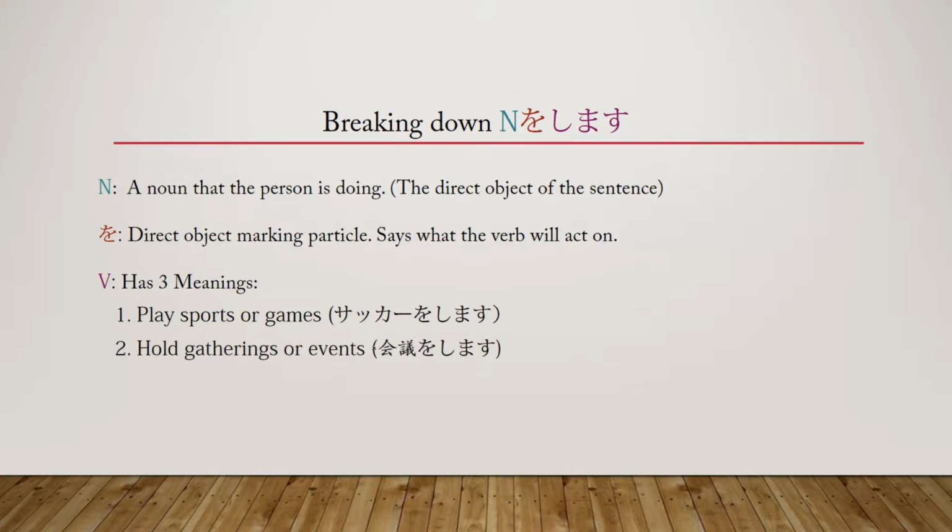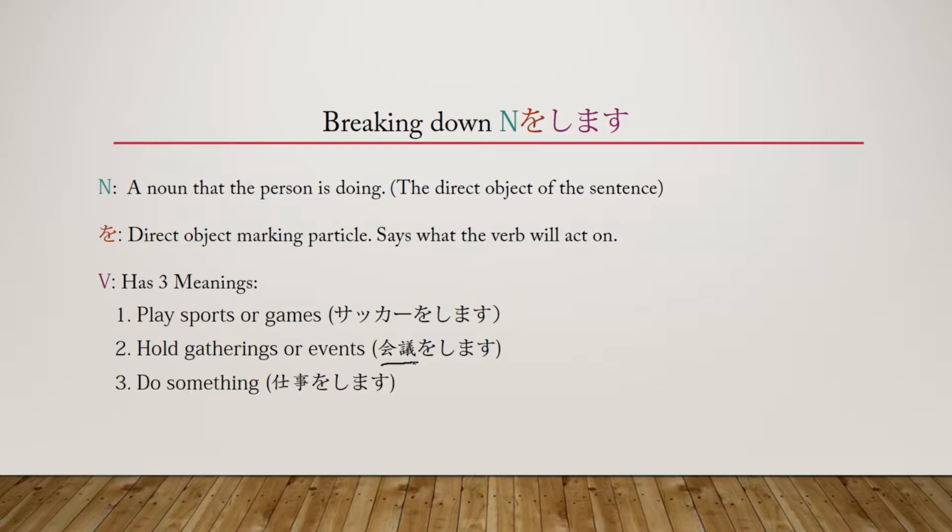Another meaning is to hold an event or a gathering. So like kaigi o shimasu, which is what this here is. Kaigi means meeting, so to have a meeting. You could also have something like party o shimasu, which is to have a party. So to hold any sort of event, you're going to use shimasu after it. You could hold meetings, parties, poker nights, something like that. That's going to be the gatherings or events that you use shimasu with.